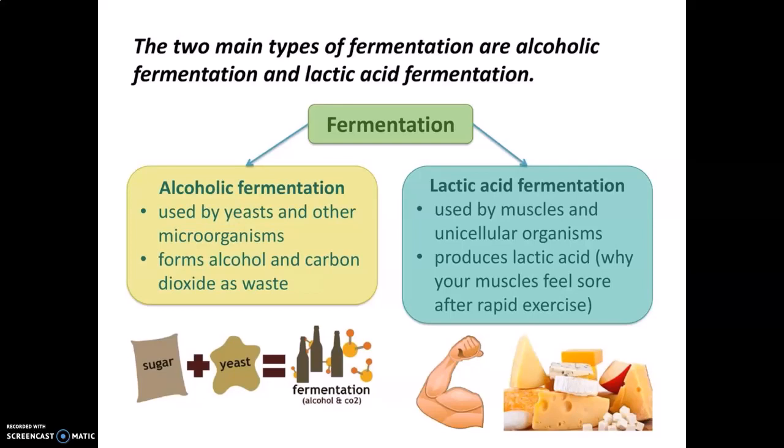Alcoholic fermentation is also used in brewing alcoholic beverages such as beer and wine. So this is a very important industrial process using yeast to ferment things in the baking and in the alcohol industry. The second type of fermentation, lactic acid fermentation, is actually happening in our bodies whenever we are running low on oxygen. It's used by our muscles, it's used by a lot of other unicellular organisms, different types of bacteria, and it produces lactic acid as a waste product.